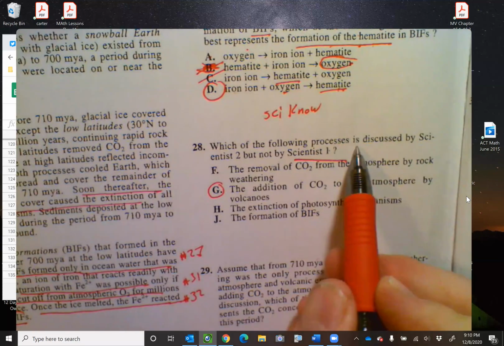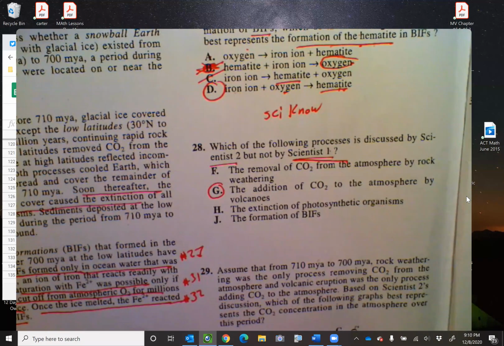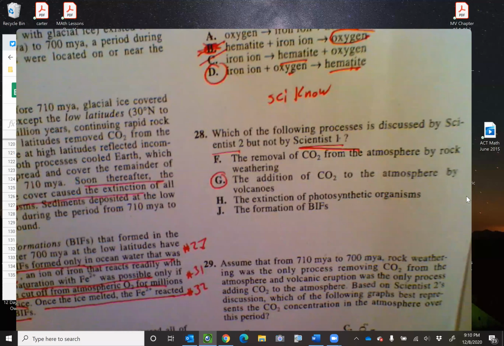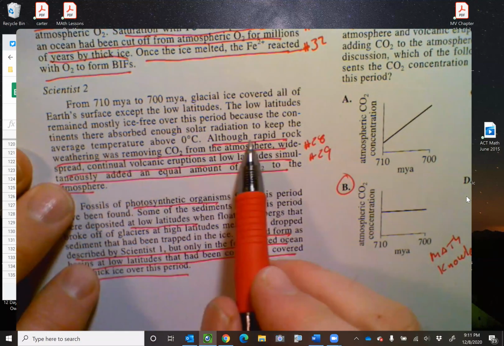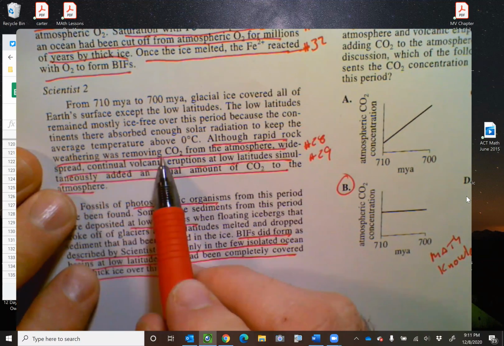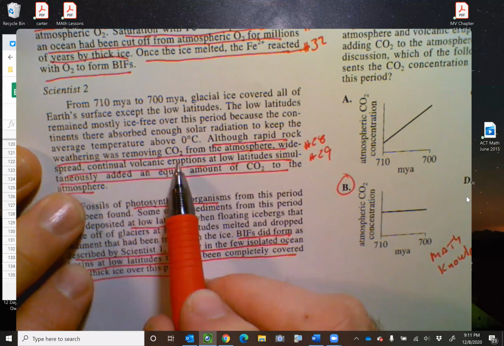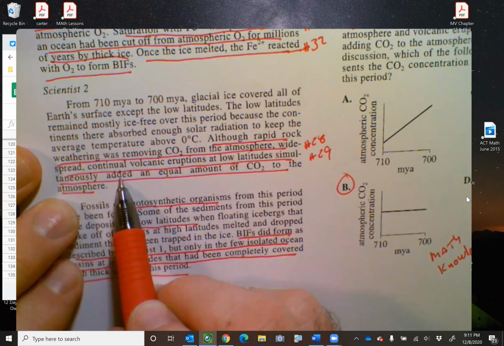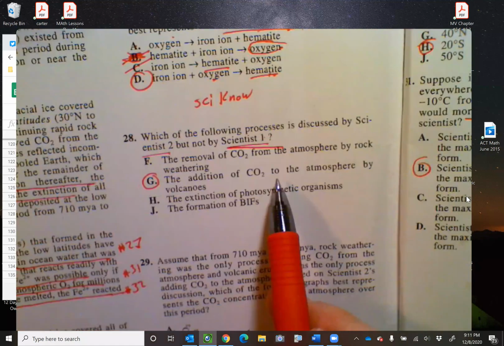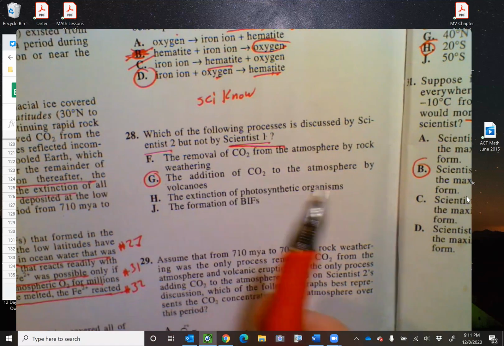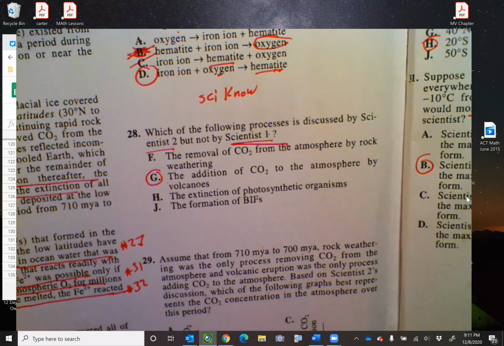Question 28 says, which of the following processes is discussed by Scientist 2, but not Scientist 1? Well, if we look closely here, we can see that Scientist 2 is talking about how rapid rock weathering was removing CO2, while widespread continual volcanic eruptions simultaneously added an equal amount of carbon dioxide. So yeah, volcanoes. Volcanoes was the one discussed by Scientist 2, but not Scientist 1.